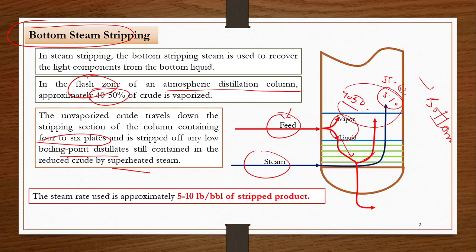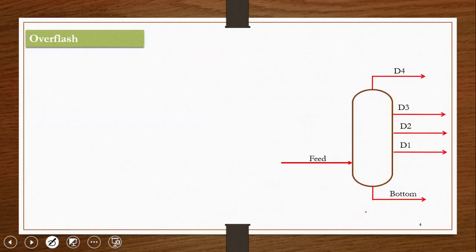The steam rate normally used is 5 to 10 pounds of steam per barrel of stripped product. In this way we provide the rate of stripping: 5 to 10 pounds of steam is required per barrel of the stripped product. This one is the stripped product. On the basis of this, we can go for the material balance.